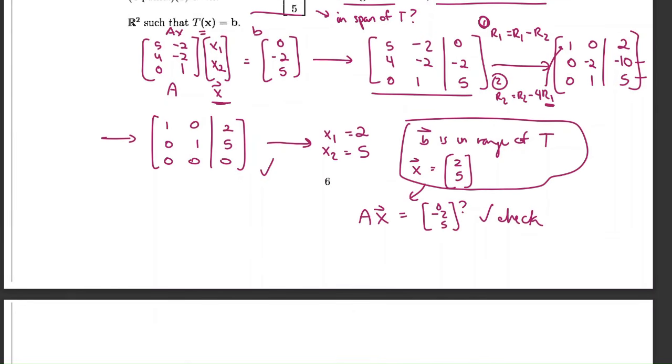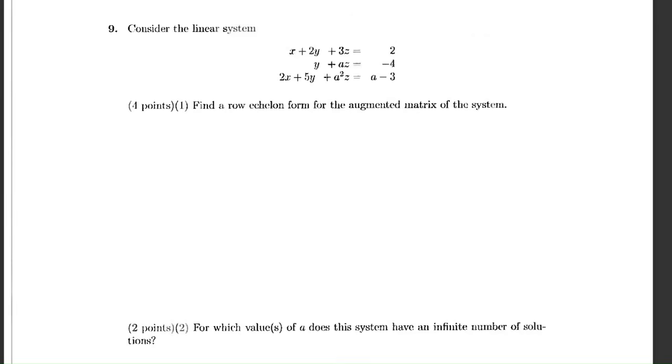Okay, so in this problem we have this linear system, and we're trying to find a row echelon form for the augmented matrix of the system.